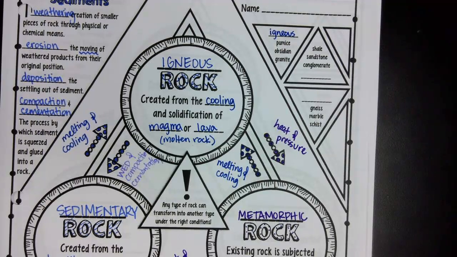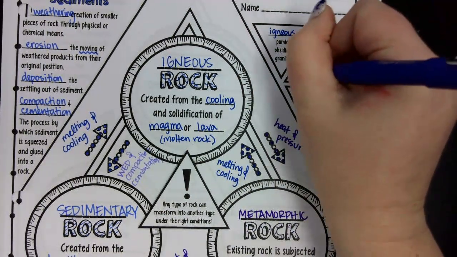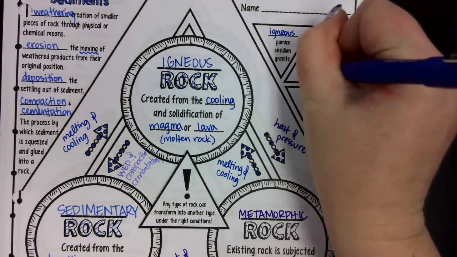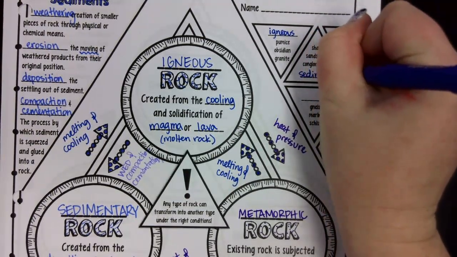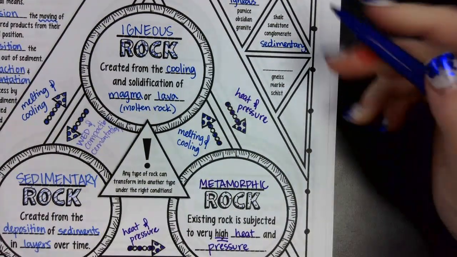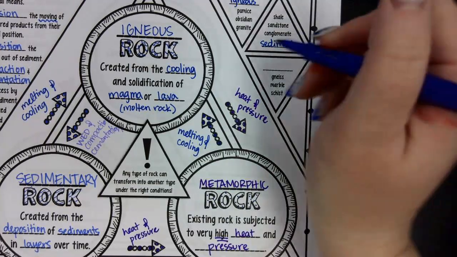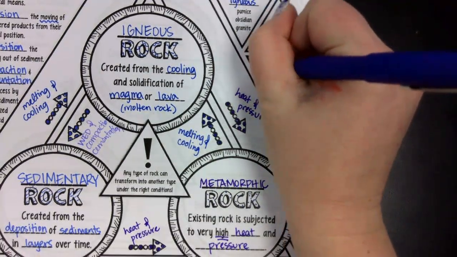Shale, sandstone, and conglomerate. Conglomerate is the one that looks like a bunch of little pebbles that were glued together, which is essentially what a sedimentary rock is. So sedimentary rock for our shale, sandstone, and conglomerate. And that leaves us, of course, with gneiss, marble, and schist, which are all metamorphic.